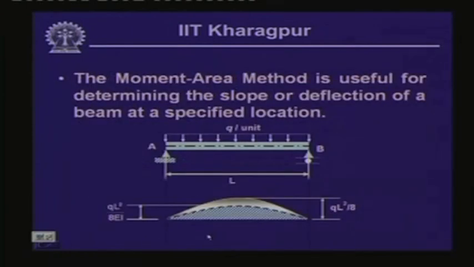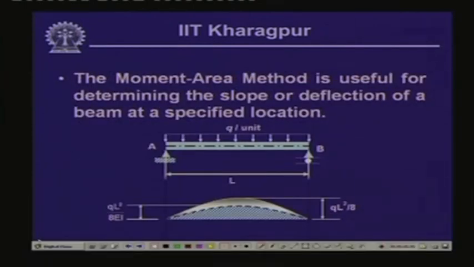Now, we have seen that in the last lesson we have discussed the moment area method, and consequently we have discussed the two moment area theorems. They are useful in determining the slope or deflection of a beam at a specified location.